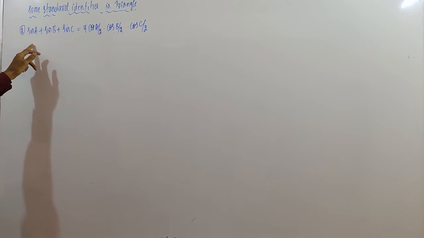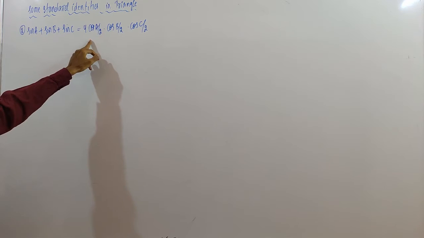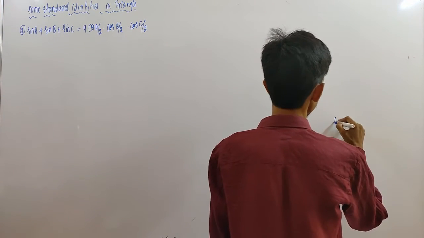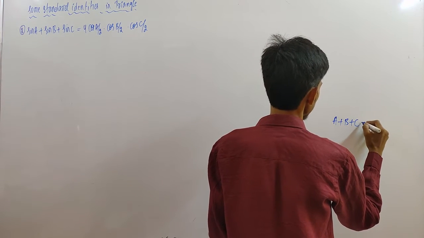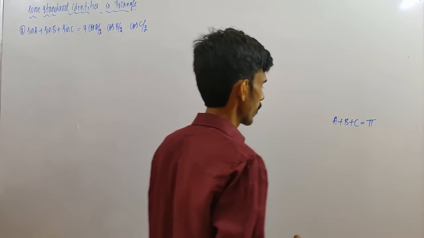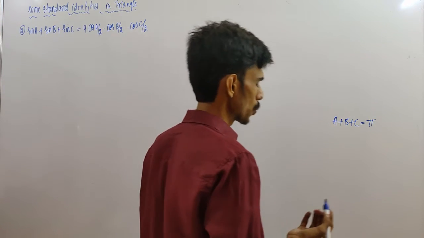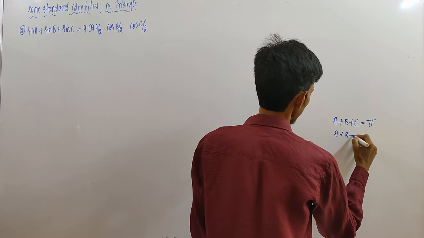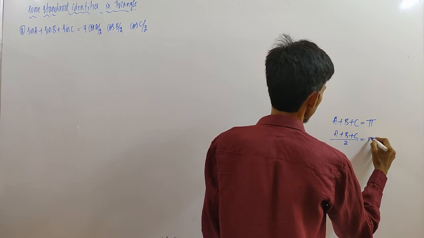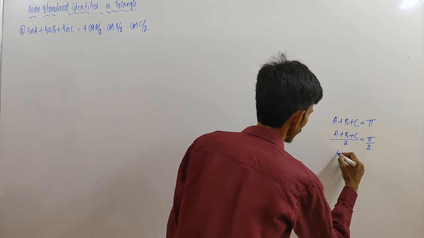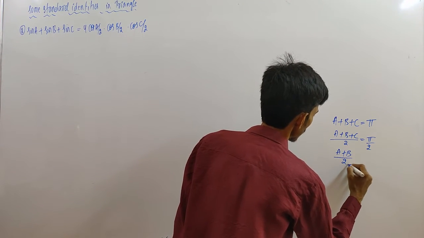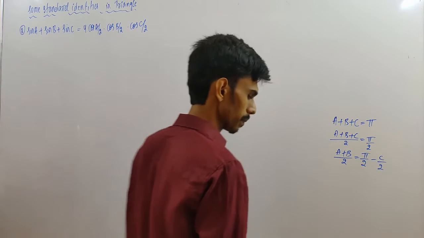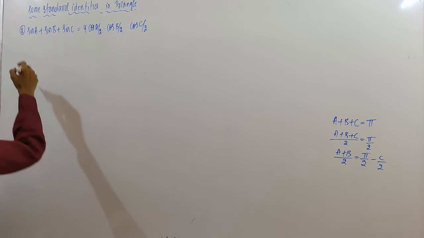Now we have the second identity: sin A plus sin B plus sin C equal to 4 cos (A by 2) cos (B by 2) cos (C by 2). We know that in any triangle we have A plus B plus C equal to pi. Sum of the angles of a triangle is equal to 180 degrees or pi. From this, if we divide this equation by 2, we have (A plus B plus C) by 2 equal to pi by 2. From this, we will get (A plus B) by 2 equal to pi by 2 minus C by 2.